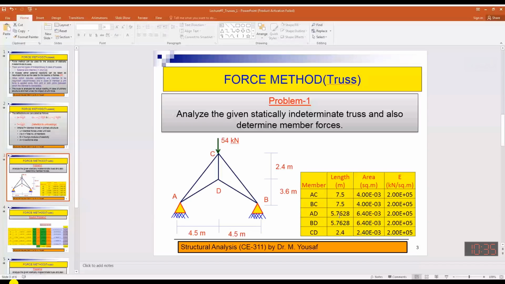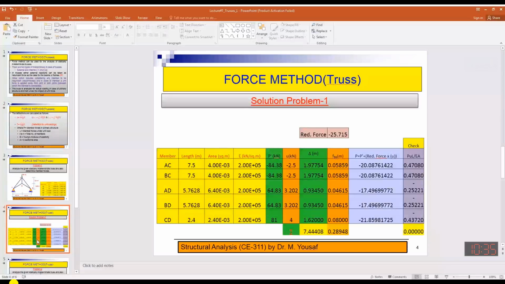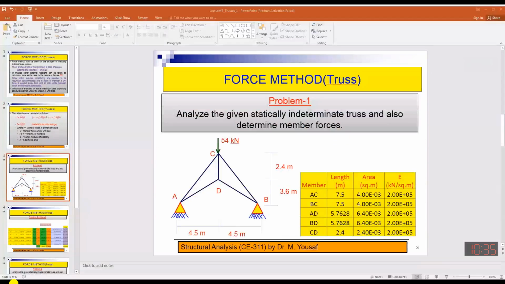Now these are the member properties. These are only the member physical properties. All these properties will be placed in the formula, AE, and over there the length. Now only PU is left. Just hold on.